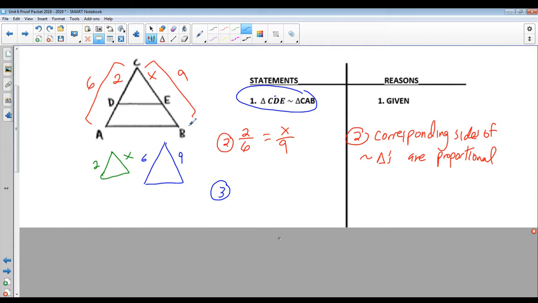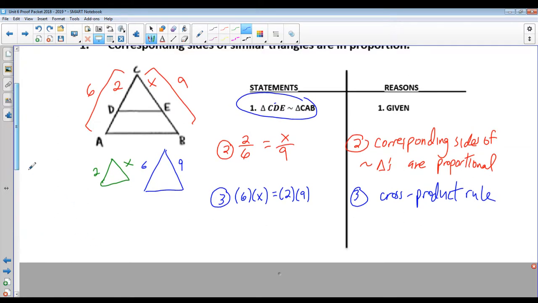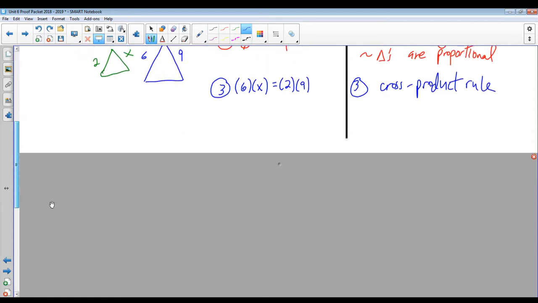So once we had our proportion set up, what we did then was we cross multiplied. We did 6 times x and we did 2 times 9. And that is what we talked about, our cross product rule. We know that when we do that procedure, it gives us a true equation. And then we solved it out. So today on these proofs, we're going to do the same thing. We're just going to be doing this with proof, non-algebraic questions instead of with numbers involved. But it's the same process.